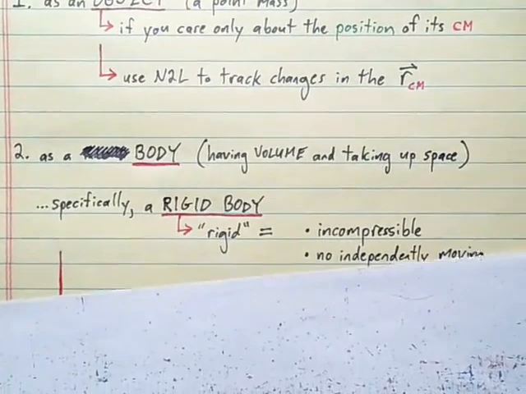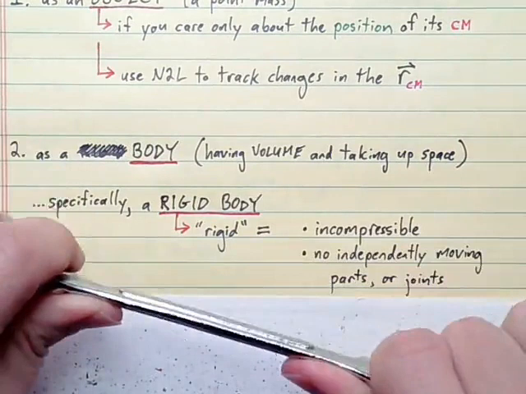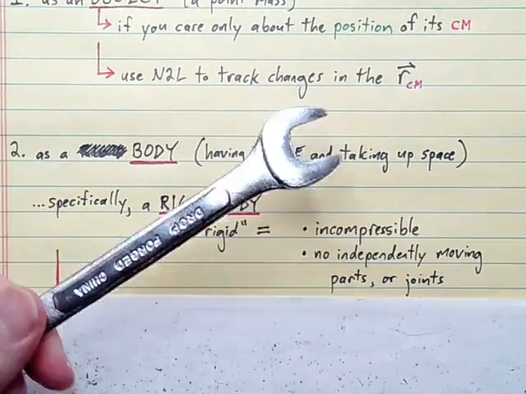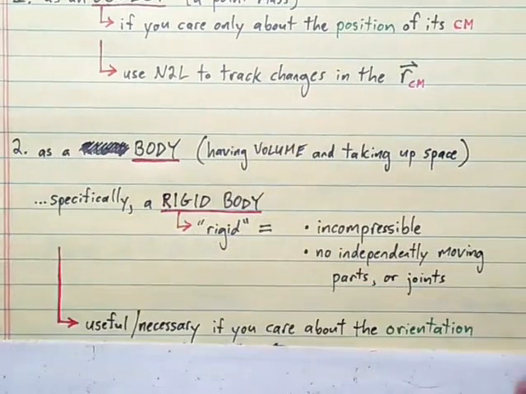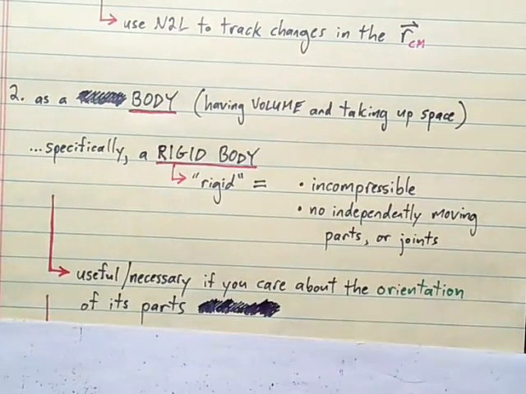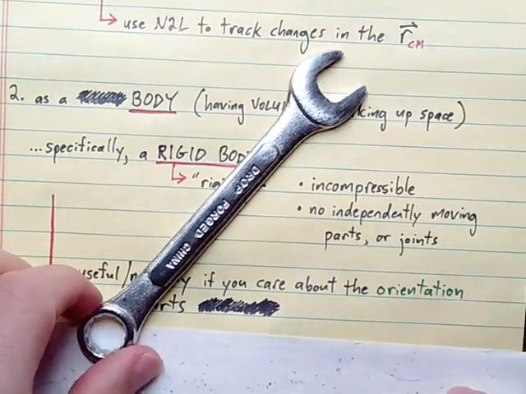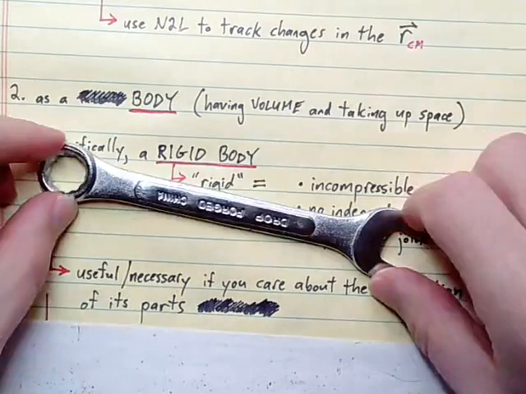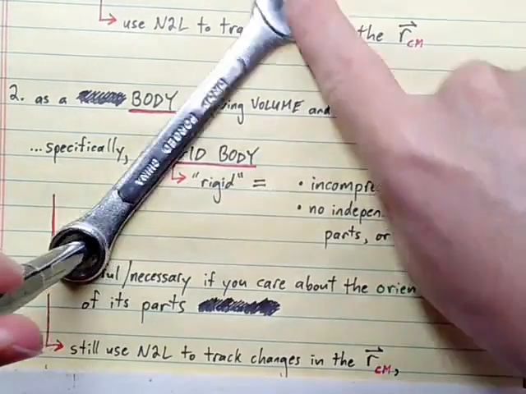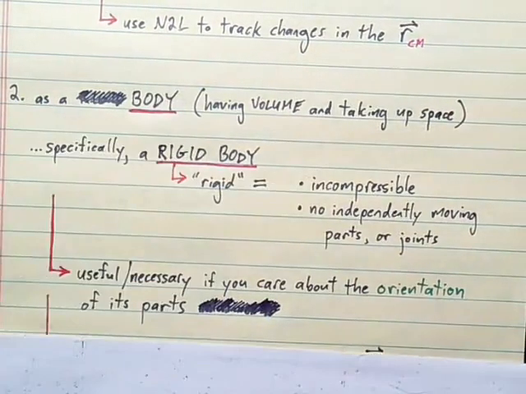And a lot of objects can be well modeled as being nearly perfectly rigid, even though in reality they're not perfectly rigid. So this new model will be useful, in fact necessary, if we care about the orientation of the parts of the system. So if we care about whether the wrench is oriented like this, or indeed if we care whether the wrench is rotating in space, if that matters to us, then we'll need to use this rigid body model.